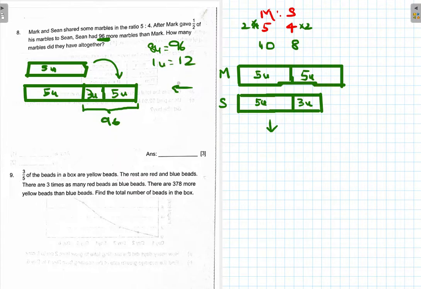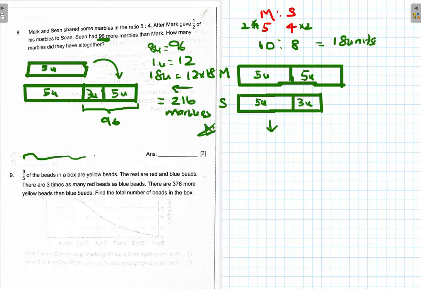It's asking you how many marbles did they have altogether. Altogether, you know how many units they have. Altogether, they have 18 units. Correct? Because now I actually, over here, altogether have 18 units. So 18 units equals 12 times 18, which gives me a value of 216 marbles. Remember your sentence, huh? So this is something definitely that you learned before.